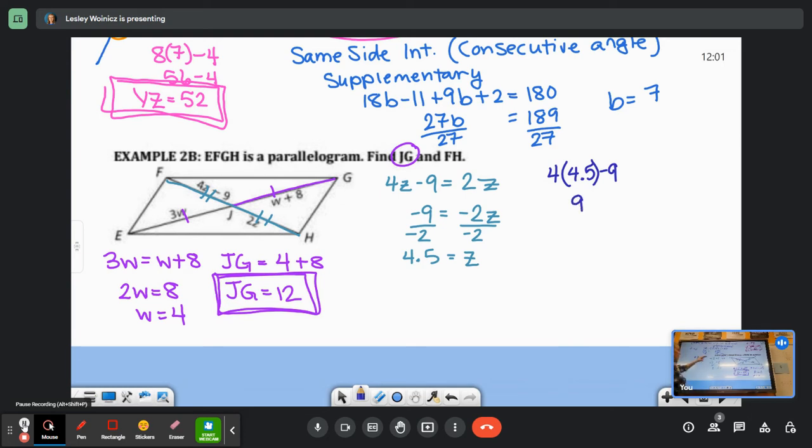9. Okay, and then we'll make sure that 2 times z also gives us 9. So 2 times 4.5, that is also 9. So add them together, and FH is 18.